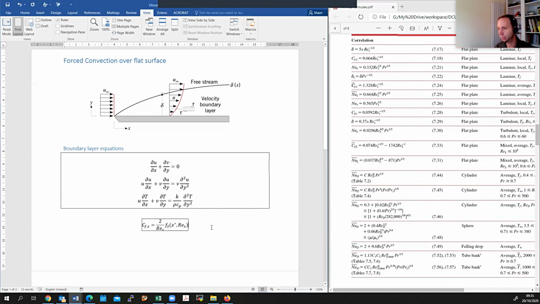So the local coefficient of friction we find from this table here is equal to 0.664 Reynolds x to the power minus 1/2. Okay, I'm just going to remove the borders.